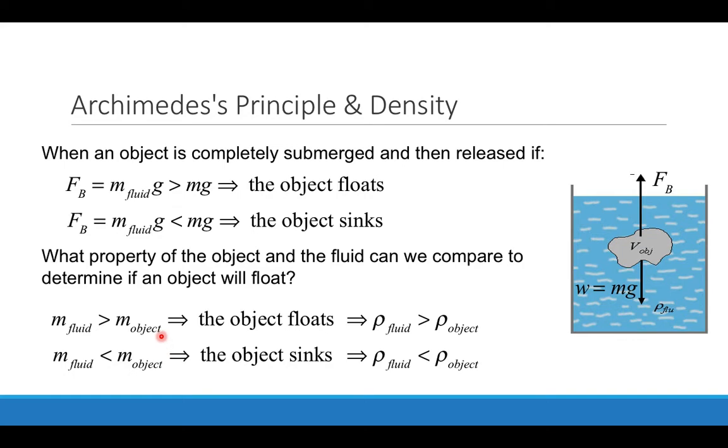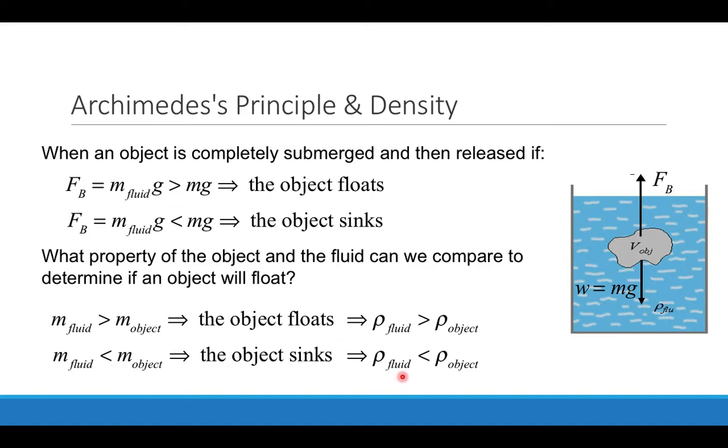because when I displace the object in the fluid, the volume of the fluid displaced is the same as the volume of the object. What this means is the property that we can compare to see if an object is going to float or sink is the density. So if the density of the fluid is greater than the density of the object, then that means the object is going to float.